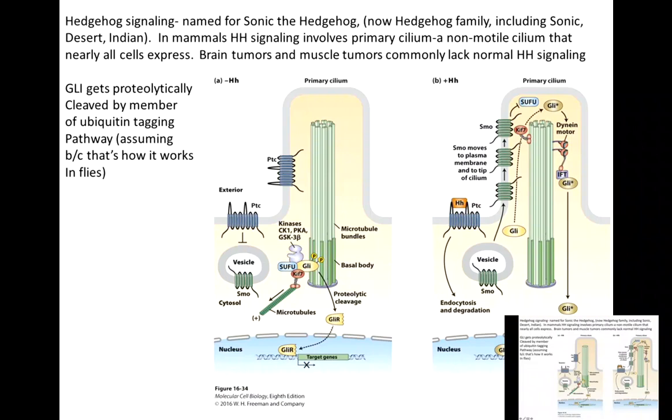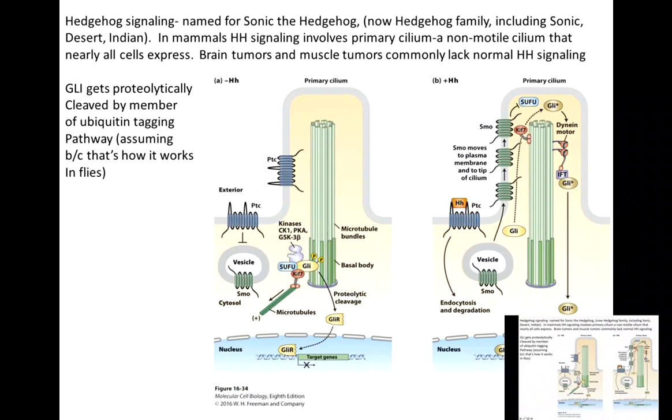It gets modified by phosphorylation, not the same phosphorylation as down here, phosphorylation at different sites, and also other modifications. I'm pretty sure it gets acetylated, but I'm not totally positive about that. But it gets modified, becomes GLI star.